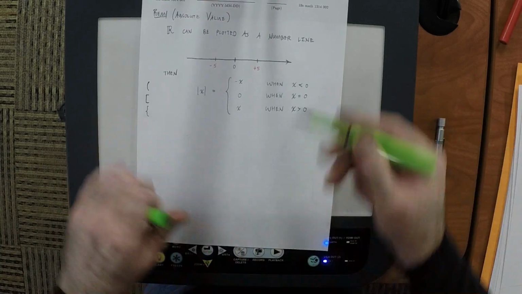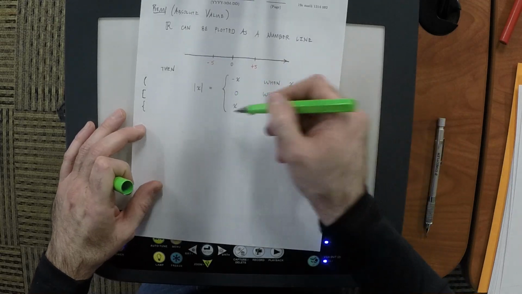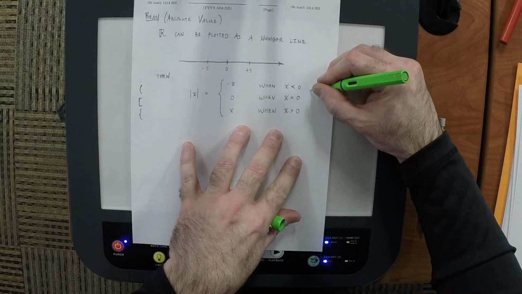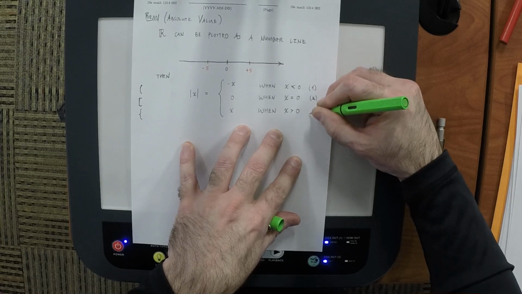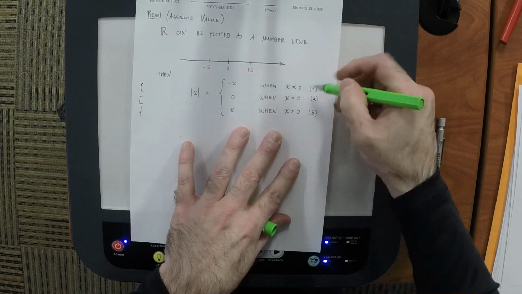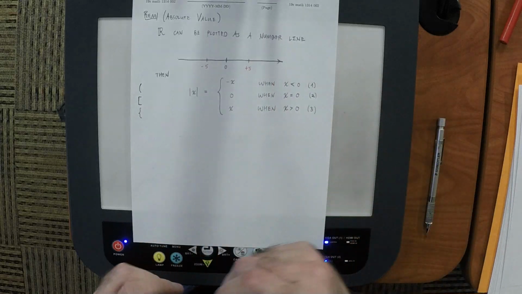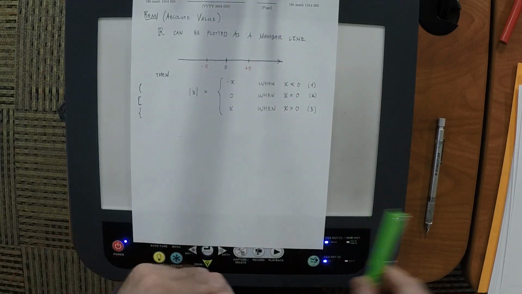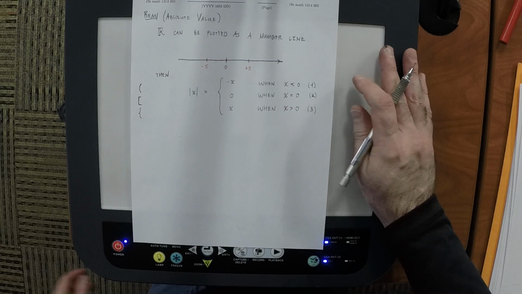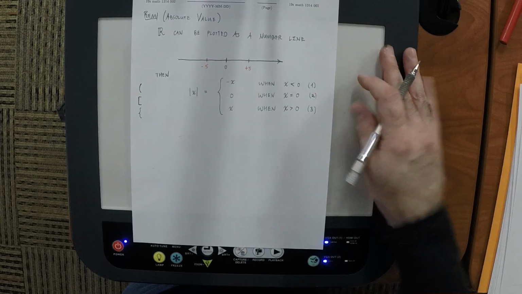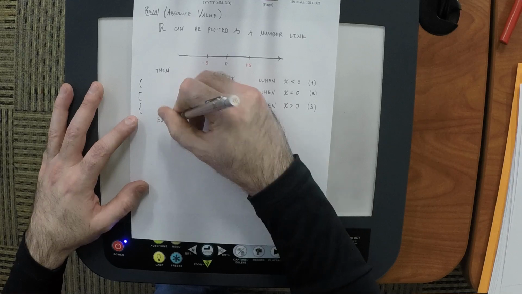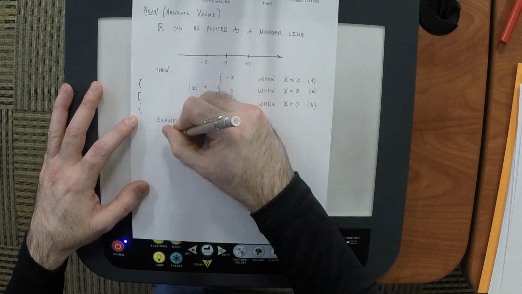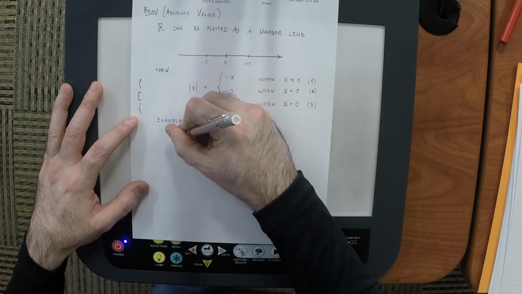Okay? So these individual lines, the name for them is clauses. And they're numbered top to bottom, starting with 1. So clause 1, clause 2, clause 3. And then to evaluate absolute value, you just need to figure out which clause you're supposed to use, and then you do it. So for example, the absolute value of 5.